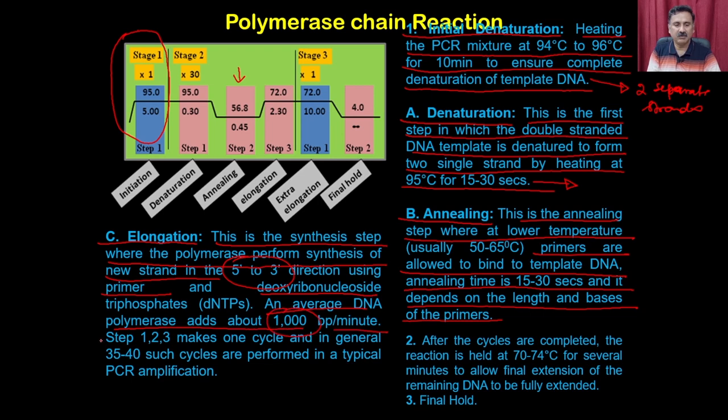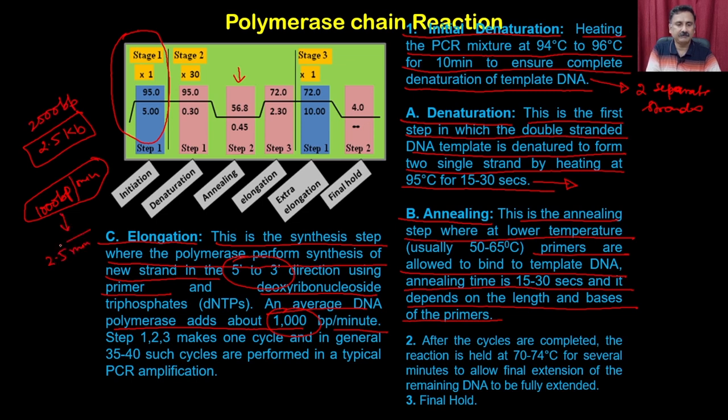So you can actually calculate, taking this into account, when you are adding 100 base pair per minute, what the elongation time is. Suppose you are working with a gene which is 2.5 kb, that means 2500 base pair. So you can keep the elongation time as 2.5 minutes, or 2 minutes 30 seconds.